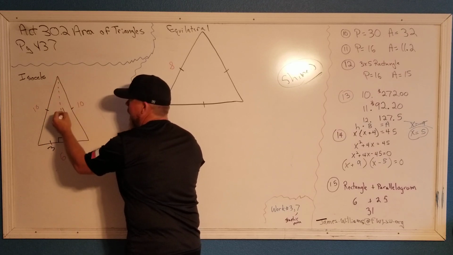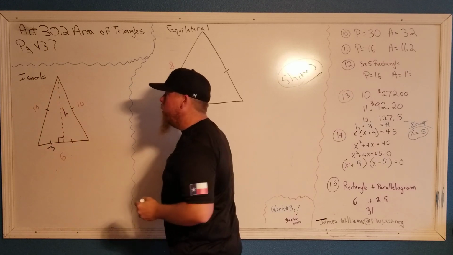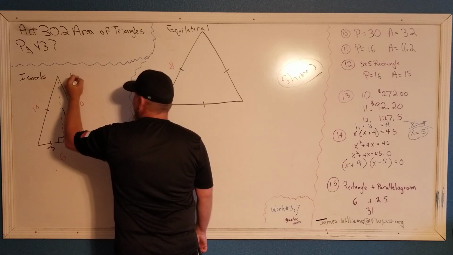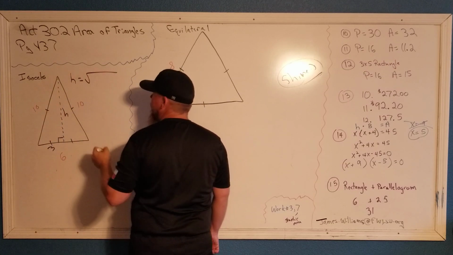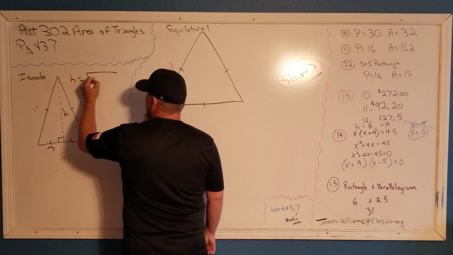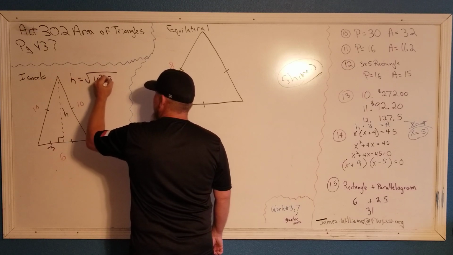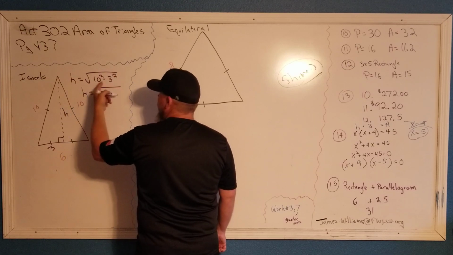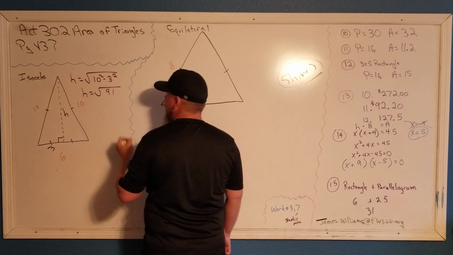In order to find my height, remember my height's there in the middle, I'm going to use the Pythagorean theorem, and since I'm looking for one of the legs, it's going to be the square root of c squared minus, in this case, 3 squared. So it's going to be 10 squared minus 3 squared, or h is going to be equal to the square root of 100 minus 9, or 91, okay?